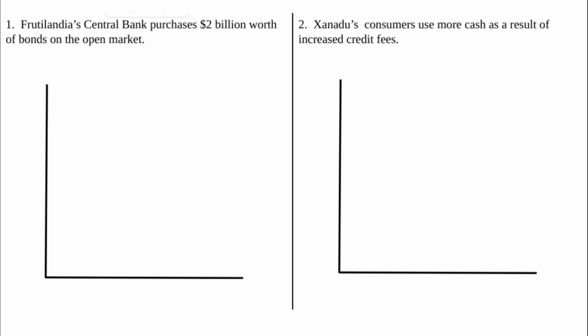Okay, here we go. This is a video tutorial for the starter practice with the money market handout. Question number 1 says Fruitalandia's central bank purchases $2 billion worth of bonds on the open market.